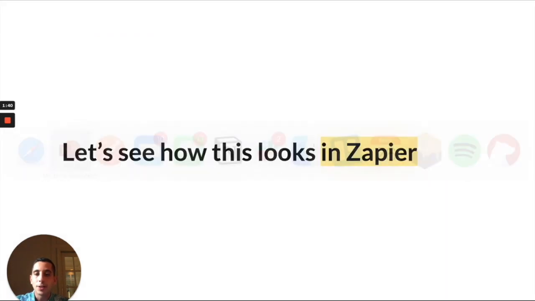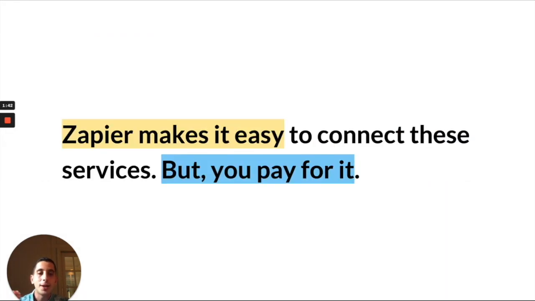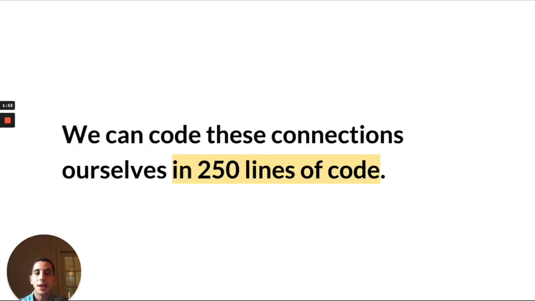Because what we'll notice is that we can do this, but you do pay pretty heavily for Zapier to do all this for you. For me, it cost $50 a month just for Zapier to have the pleasure of connecting these 4 different services. Instead, what we're going to do this afternoon is, in 250 lines of code, maybe even less, figure out how to connect all these different services ourselves.